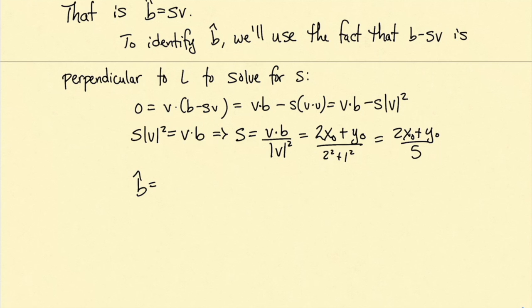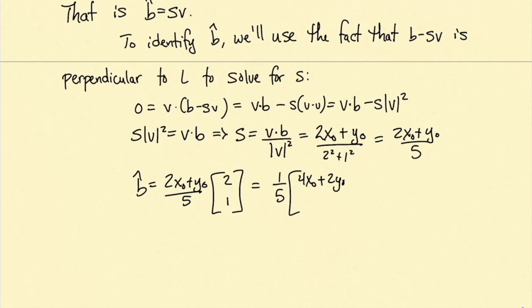So to find b hat in particular, we simply take the original vector v, which was 2, 1, and we multiply it by this scalar.